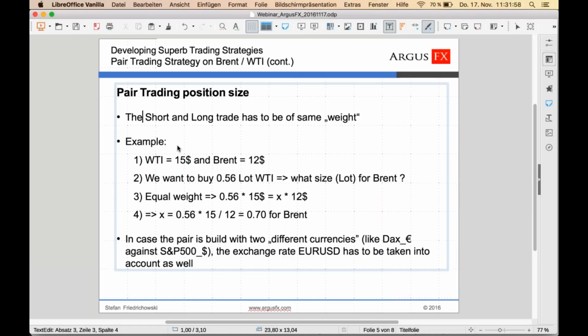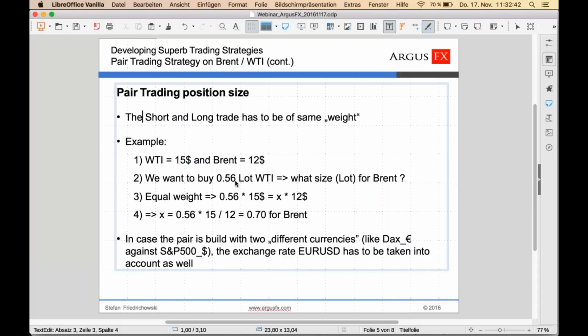Let me assume the WTI has a price of $15 and the Brent has a price of $12. Now I can introduce what I mean with both trades must and should have the same weight. For whatever reason, and that is a number which we will calculate later, I definitely want to buy 0.56, and that's only a fantasy number, 0.56 lots of WTI. So that is now set.